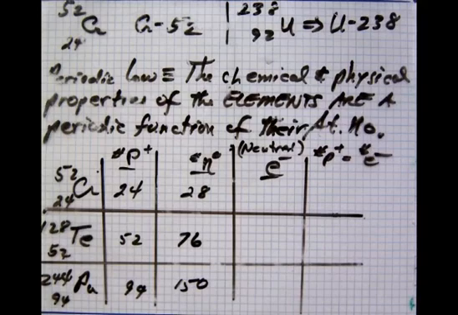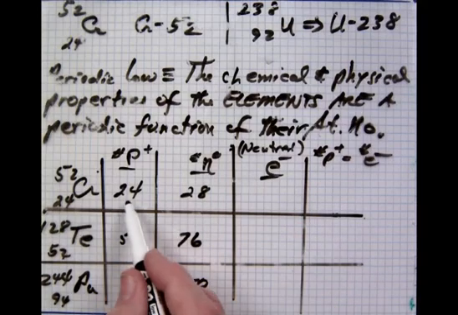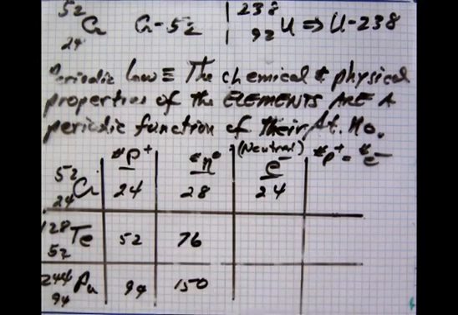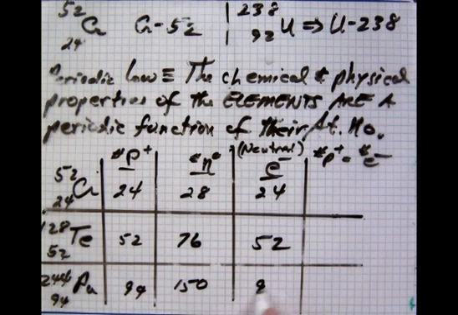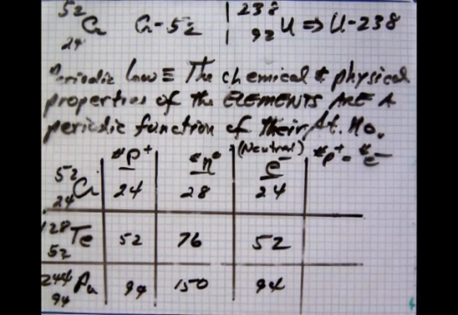Anyway, we're talking about 24 and 24. Positives equal negatives. Yes? Everybody good? 52, 52, 94, 94, like that. You practice a few, just pick out some on the periodic table and be sure you're comfortable with it.